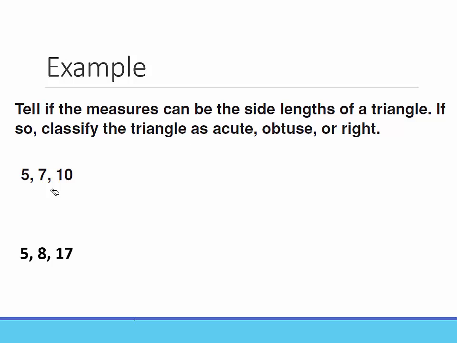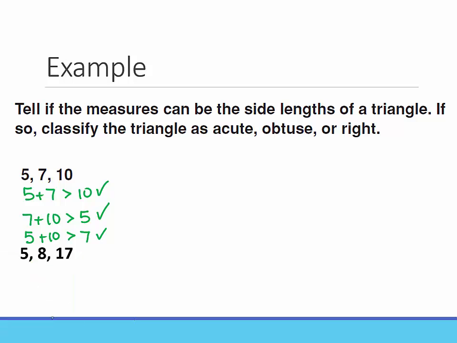So here's an example. Tell if the measures can be the side lengths of a triangle, and then if so, classify it as acute, obtuse, or right. So the first thing we got to double check is if we add up two of the side lengths, is it greater than the third? So 5 plus 7, is that greater than 10? Yes. How about 7 plus 10? Is that greater than 5? Yes, it is. And then the last combination, 5 plus 10, is that greater than 7? And in fact, it is. So that means this can be a triangle.